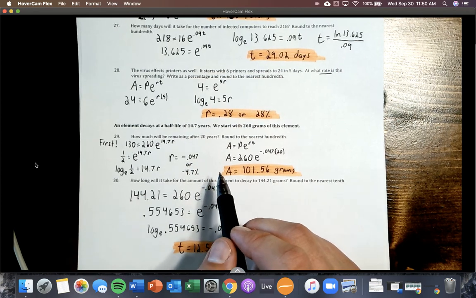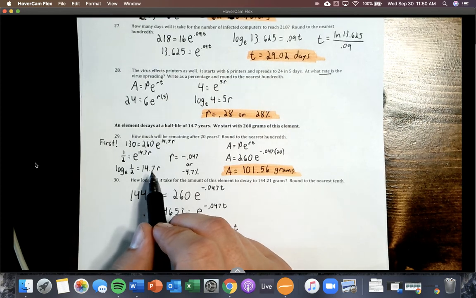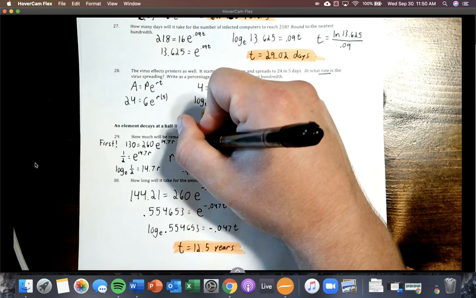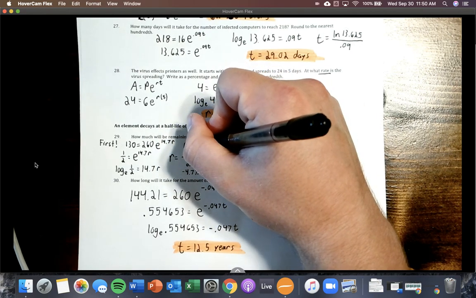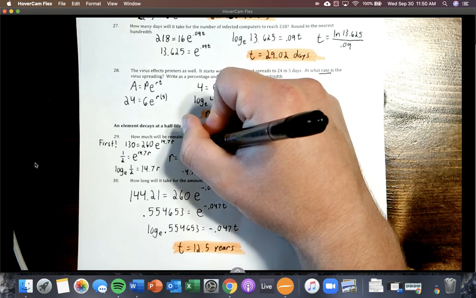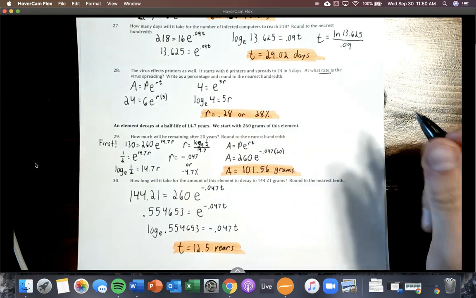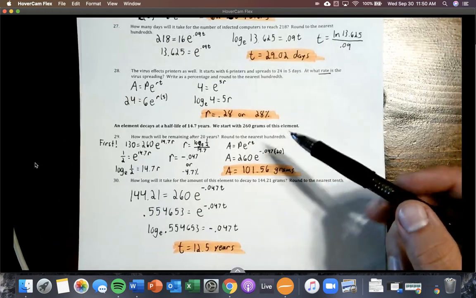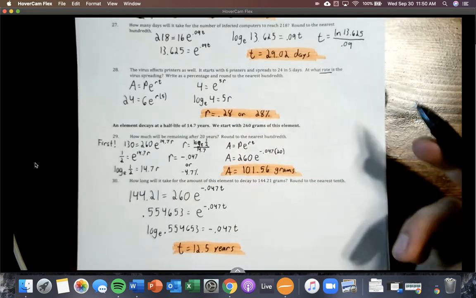But again, that's an approximation. If we wanted an exact answer, right, we would have to use r is equal to log base e of 1/2 all over 14.7, right? We can plug that in if we wanted an exact answer to this equation here, but we can also just use this negative 0.047.